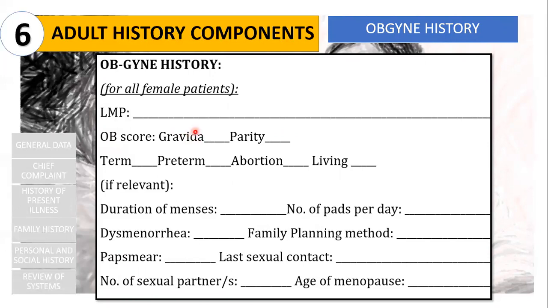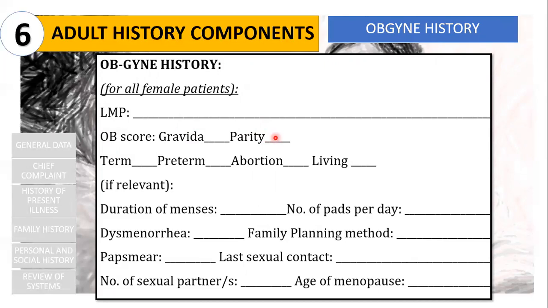Gravida doesn't have any conditions. Any pregnancies should be counted as gravida. Well, for parity, you have to check if the pregnancy reached the age of viability, which is 24 weeks or more.